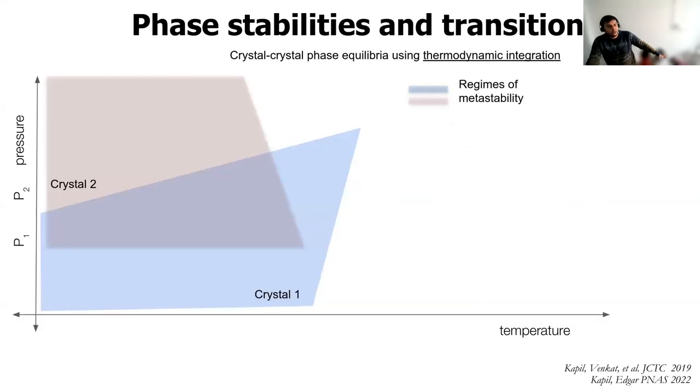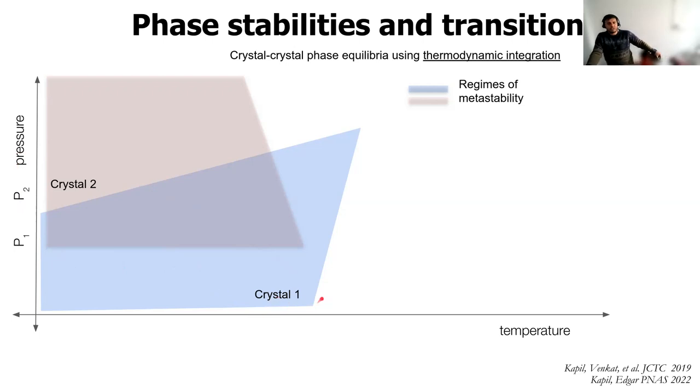Now, the way to compute the phase diagrams was to do it separately for the solid-solid phases and the solid-liquid phases. So this is how I approached it. Let's say you run a set of simulations for crystal one and crystal two, which are two possible phases. This could be hexagonal, this could be pentagonal.